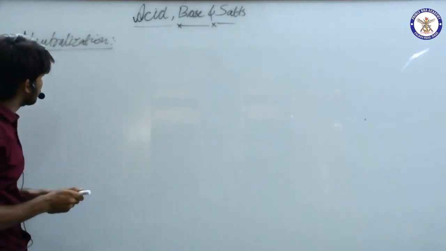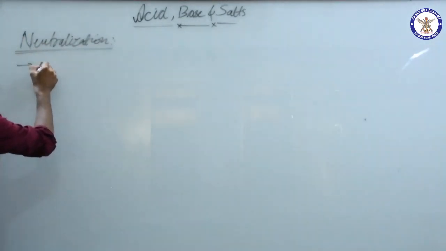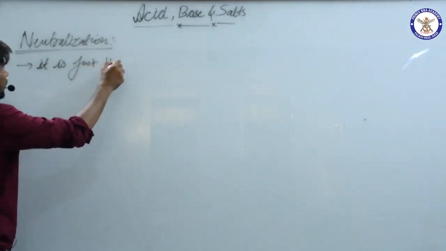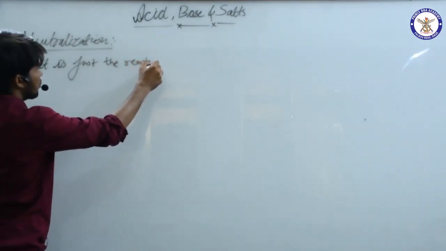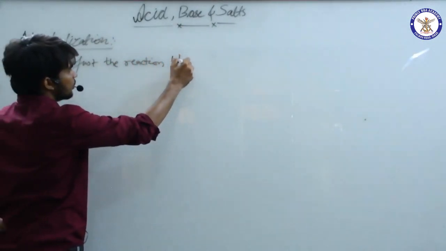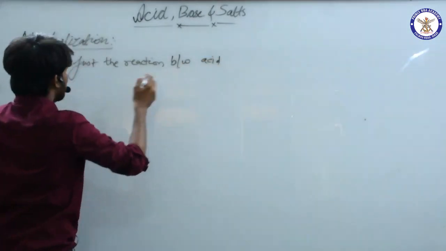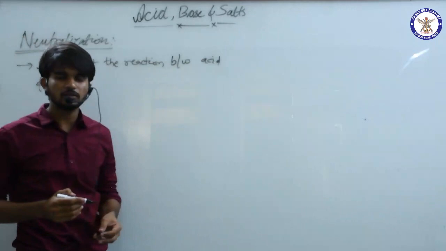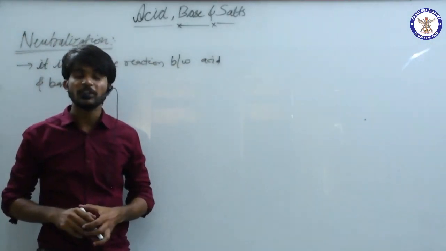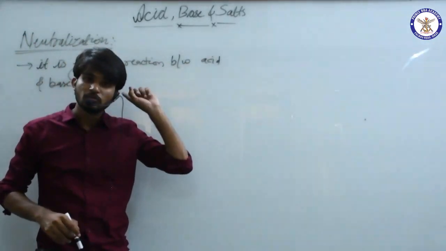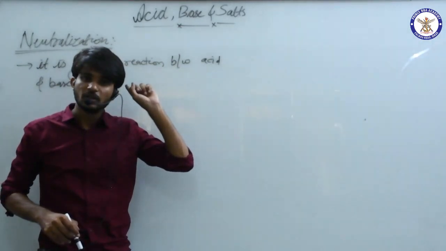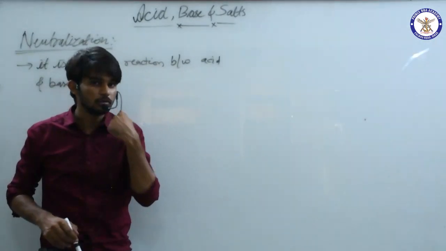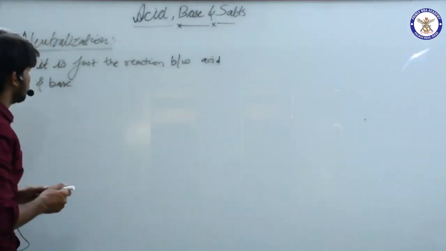It is just the reaction between acid and base. Then why is it named neutralization? Because the final product from the reaction of base and acid is neither acid nor base, so it is neutral. That's why it is neutralization.